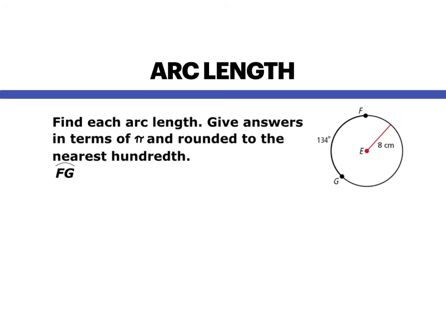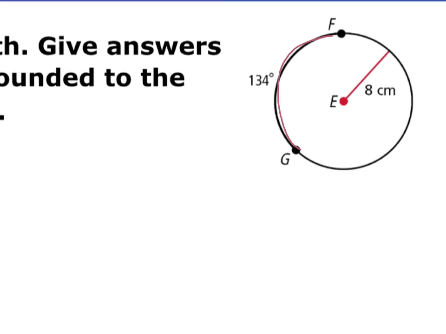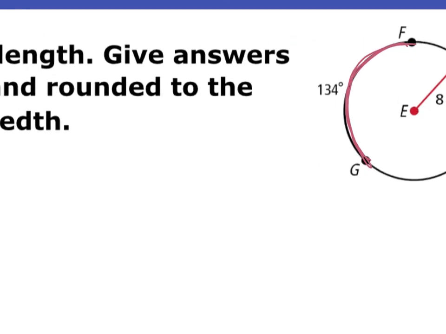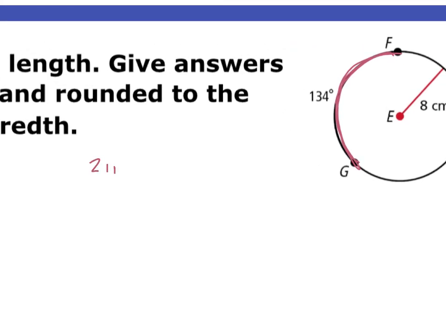So, our first example of arc length. We need to find each arc length, give answers in terms of pi, and rounded to the nearest hundredth. So we're looking for arc FG. We're looking for this arc length here. So our formula, we said, was 2 pi r times the measure of the arc in degrees divided by 360.